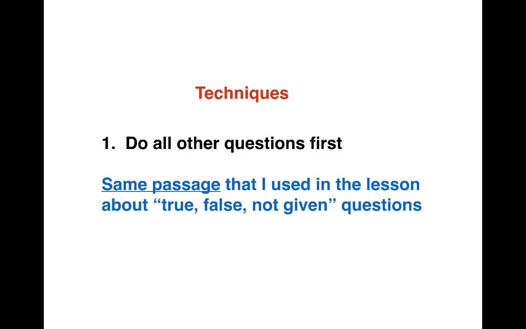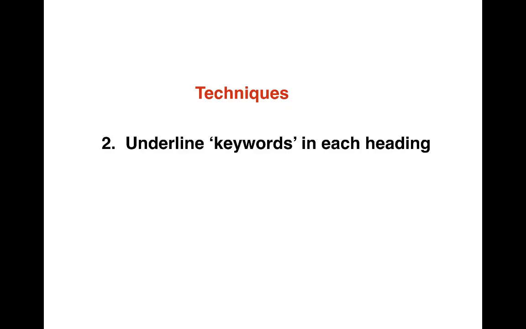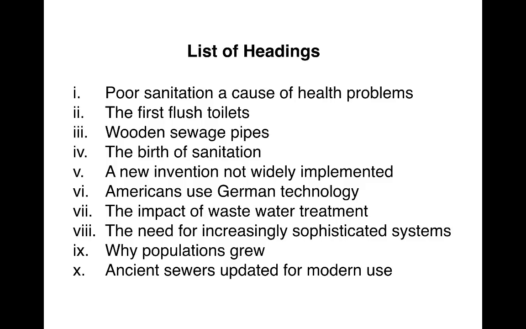Once we've done that, which you already have if you've done the true, false, not given lesson, we go on to technique number 2. That's underline keywords in each heading. Let's do that now. Here's the list of headings. And quickly I'm going to cross out this one because that was paragraph A given as an example. Number 1, poor sanitation a cause of health problems. 2, the first flush toilets. 3, wooden sewage pipes. 5, a new invention not widely implemented.